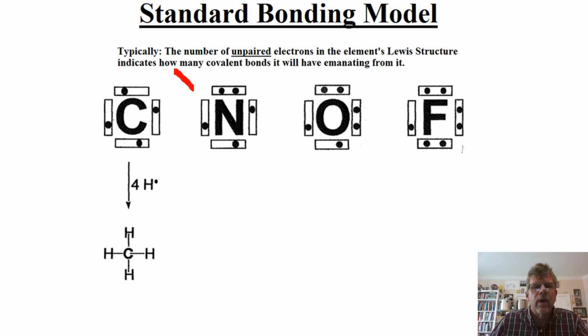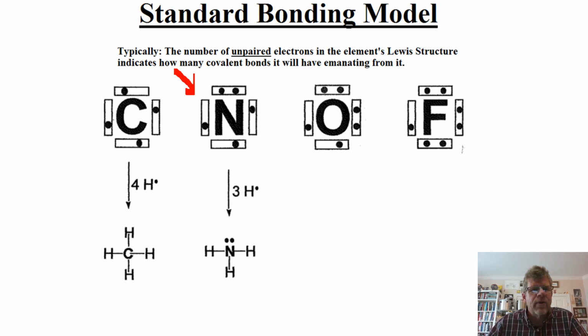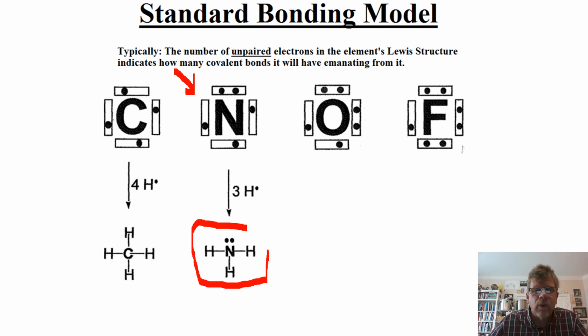Moving over to nitrogen, we see nitrogen has one lone electron pair and three unpaired electrons. That means the standard bonding model predicts that nitrogen in a typical bonding situation will have three covalent bonds emanating from it. And indeed it will. If we bring in hydrogen atoms as we did before with the previous example, we find that this is the type of structure we're going to come up with. How do I know that? Well, that there's three covalent bonds emanating from nitrogen because it had three unpaired electrons on its Lewis structure, and we were able to look at that.